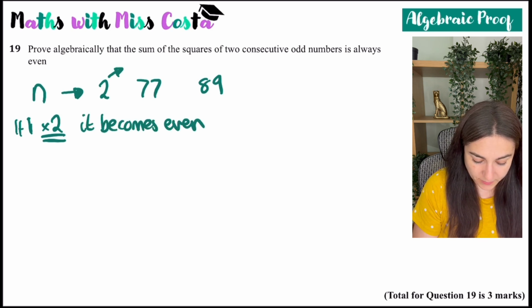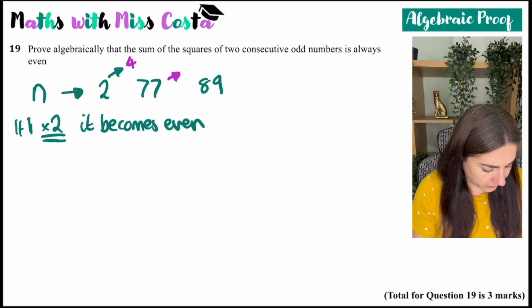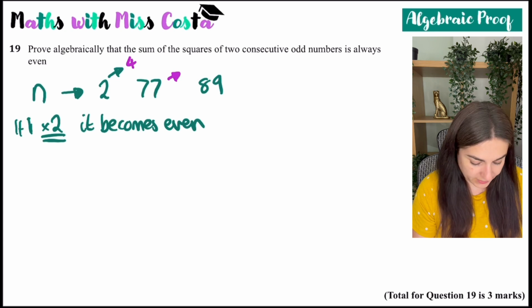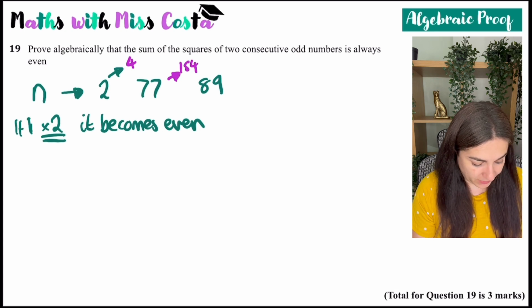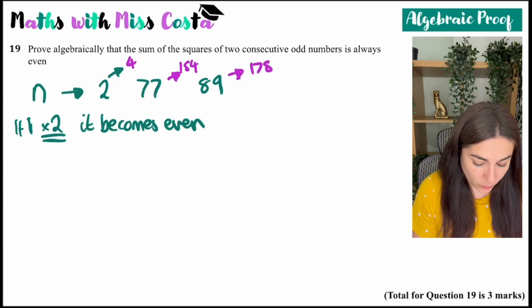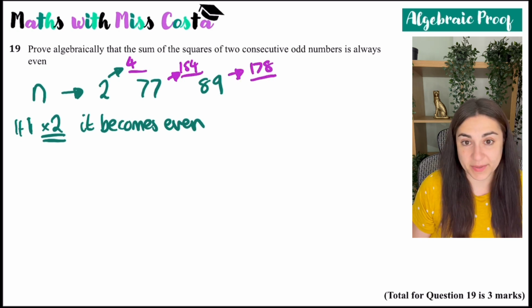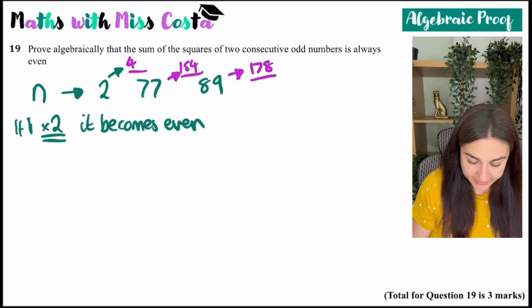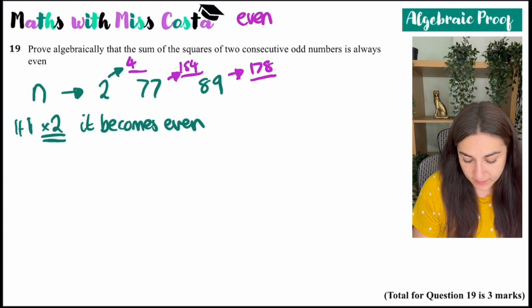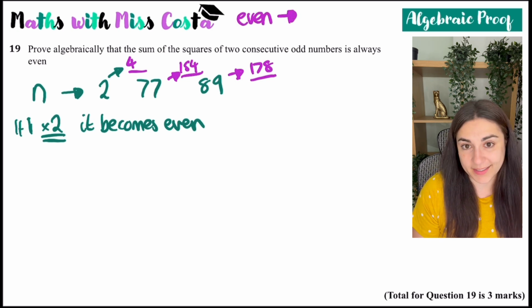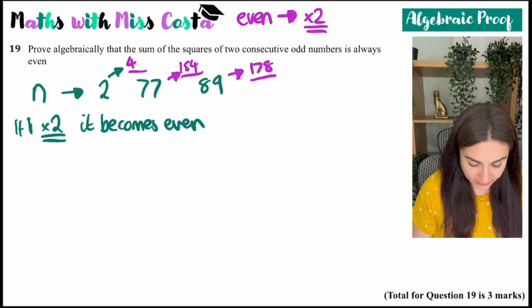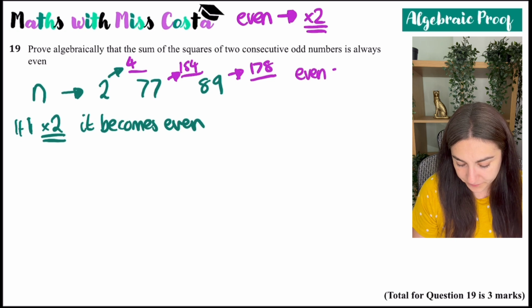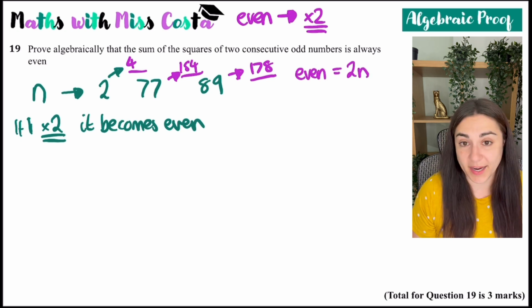2 times 2, that becomes 4. 77 times 2, that becomes 154. 89 times 2, that would become 178. All of these are even numbers. So in order to prove something is even, you just show that it's a multiple of 2. So you can times it by 2. So generally what we do is we say that any even number is represented by 2n.